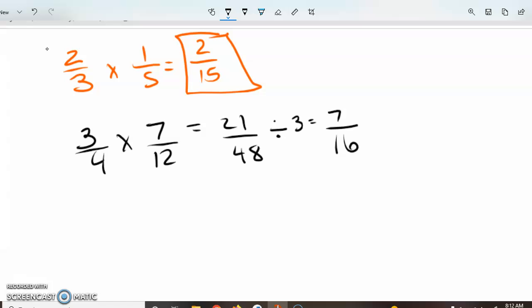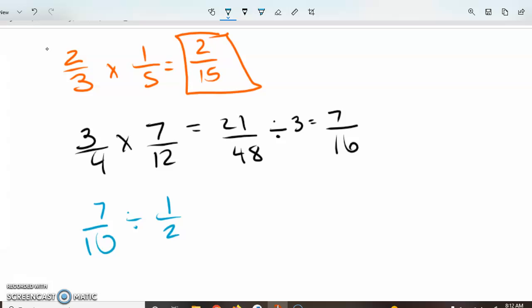And the last one we're going to do is number 4. We're going to jump around a little bit. And number 4 is talking about dividing, just to make sure you guys remember it. And we're dividing 7 over 10, dividing by 1/2. Okay.